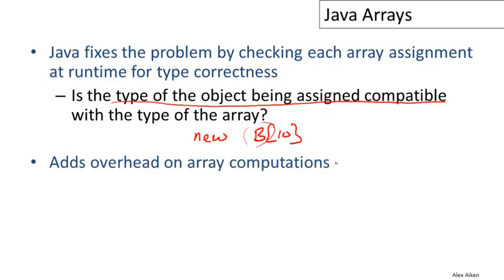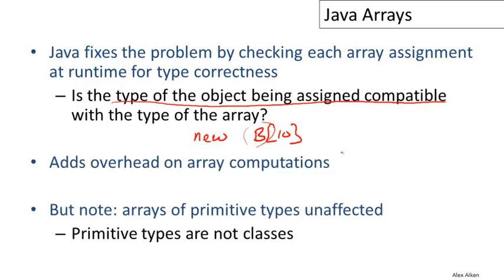Now this obviously adds overhead on array computation. Every assignment to an array is going to have a type check on it at runtime. Fortunately though, the most common kinds of arrays are arrays of primitive types, in particular arrays of ints and arrays of floating point numbers. And these are not affected because the primitive types are not classes. There's no subtyping on them. And so you can never create an array, say, of floating point numbers with any kind of subtyping relationship that would result in this problem. So we're in better shape for the primitive types, and they don't need these extra checks. But if you have arrays of objects, then when you do assignments into those arrays in Java, there's additional runtime overhead.